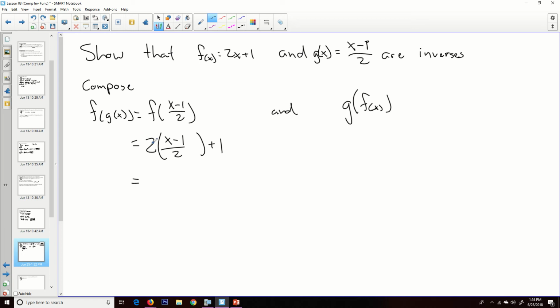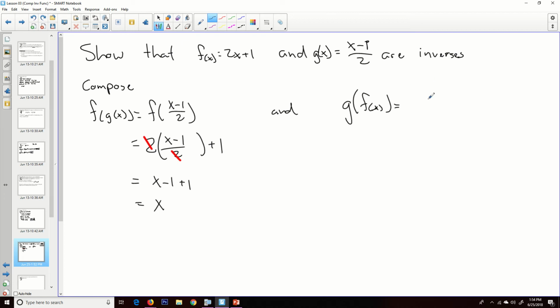And notice that the 2's will cancel here. So that 2 and that 2 cancel. And I'll be left with x minus 1 plus 1. And then the negative 1 and the positive 1 cancel, so I'm left with just x. And then if I come over here, f of x is 2x plus 1.